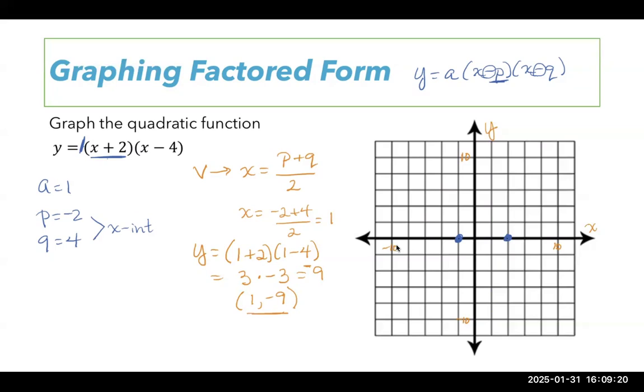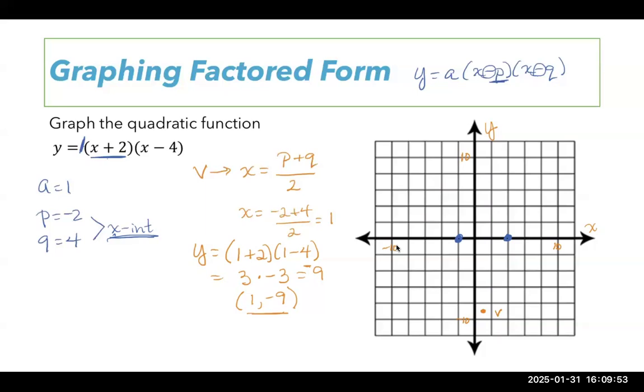And now my vertex will be 1, negative 9. So 1, negative 9 is going to be right there. That's my vertex. Now, because I already have these x-intercepts, I already have 2 of the 4 additional points that I need. So I really only need to find 1 more point and then reflect it to get the other point, and then I'll have all 5 points that I'm looking for.